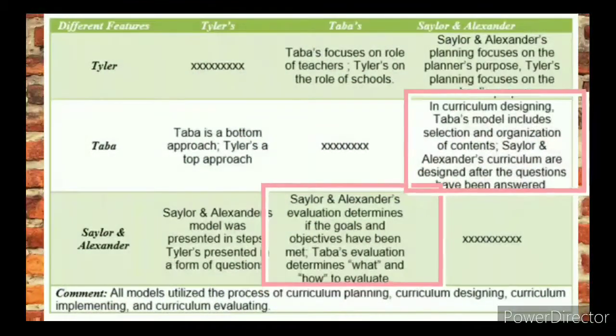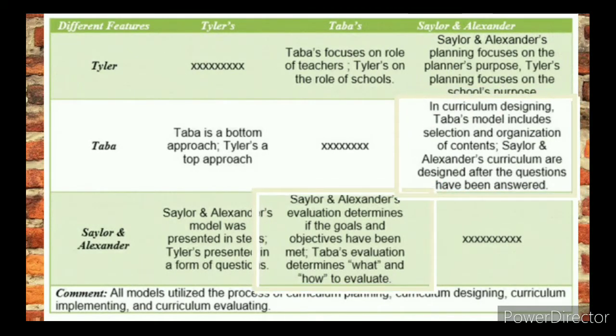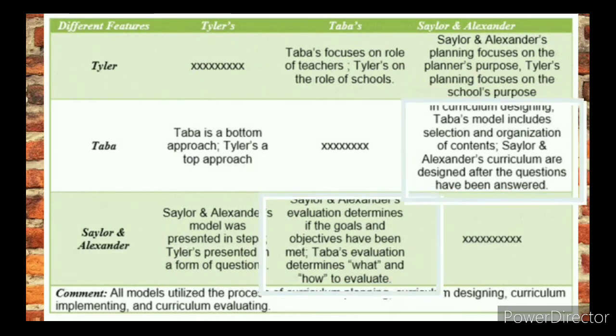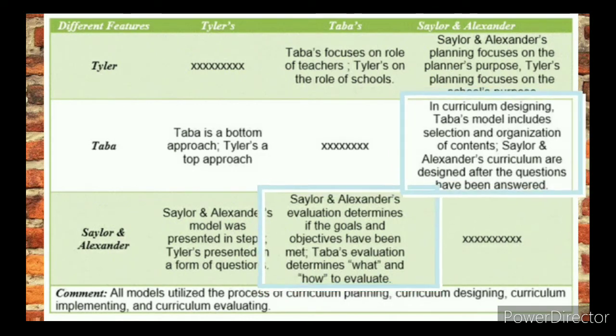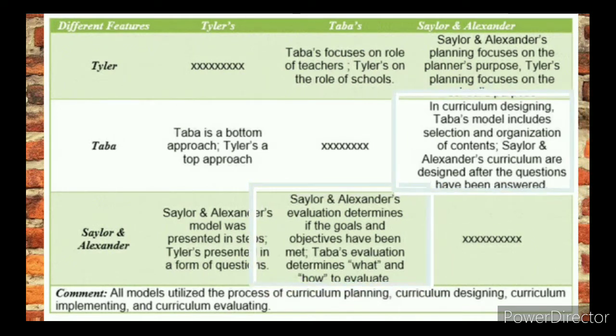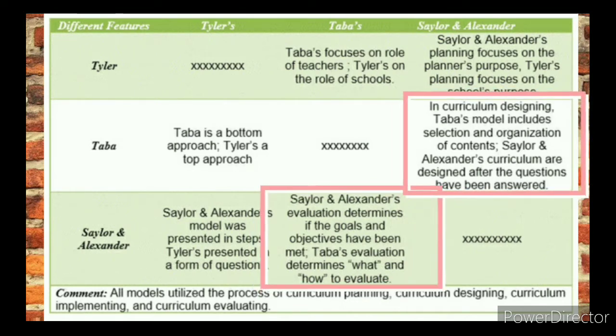In contrasting Taba, Saylor, and Alexander's model, I noticed that in terms of curriculum designing, Taba's model includes selection and organization of content, while the other curriculum is being designed after questions have been answered. Following is their evaluations. Taba's curriculum evaluation determines what and how to evaluate, whereas Saylor and Alexander's evaluation determines if the goals and the objectives have been met.